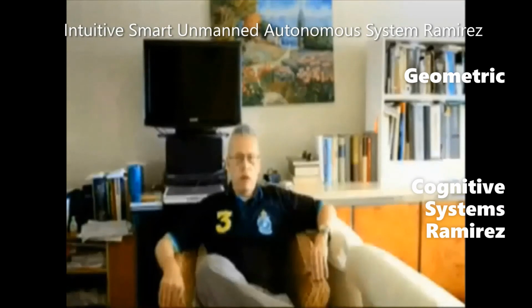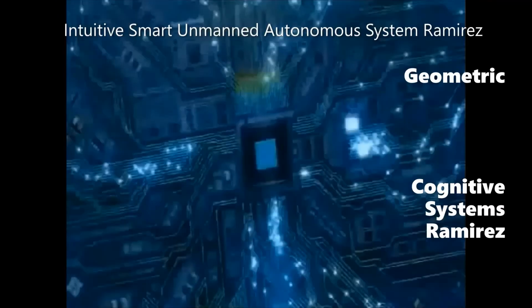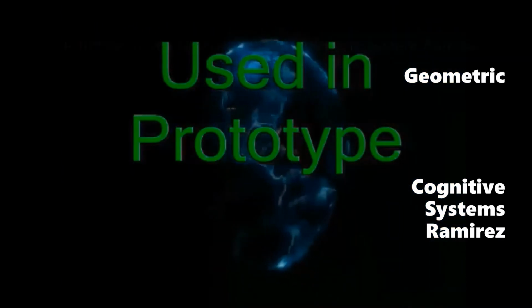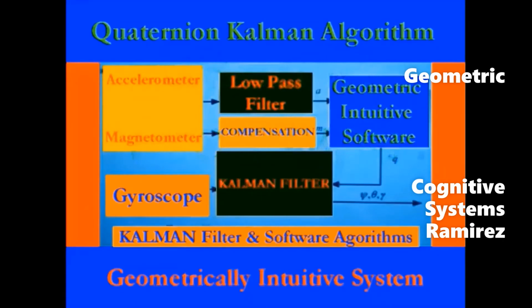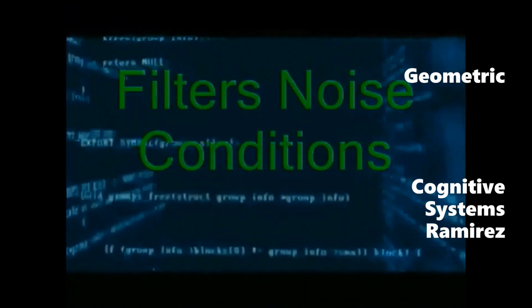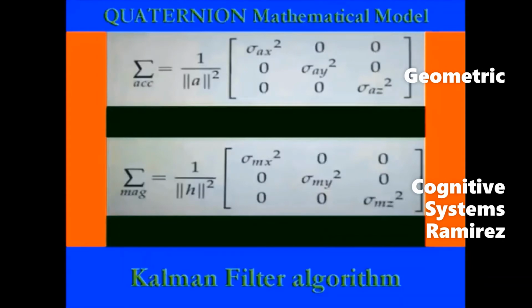The Quaternion Kalman mathematical models are used in the engineering prototype, as I have shown in this video, in order to filter out different types of environmental noise conditions introduced by the magnetometers, the gyroscopes, and the accelerometers. Error correction and error detection. Mathematical models.